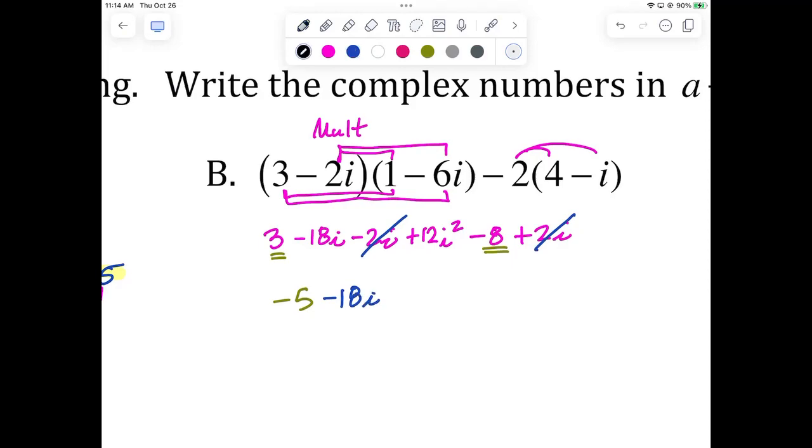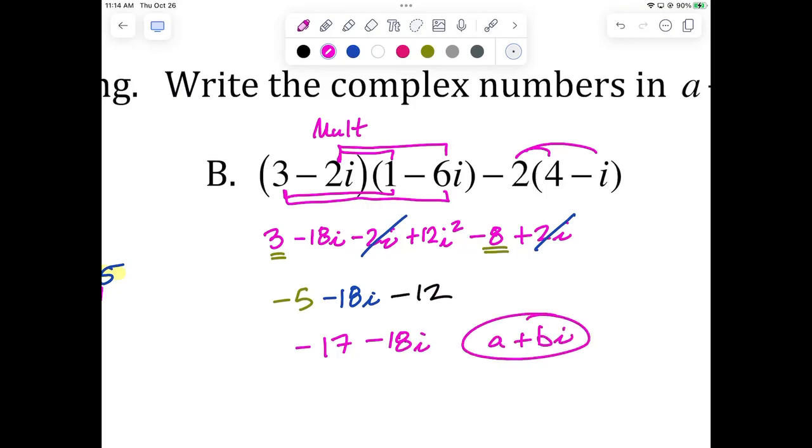And now, what do I do with the 12i squared? Since i squared is -1, +12i squared turns into what? -12. Yeah, -12. And now I have one last thing to do. I combine my numbers. -5 minus 12 is -17 minus 18i. That's in your a plus bi format. Your real part goes first, and the imaginary part with the i goes second.